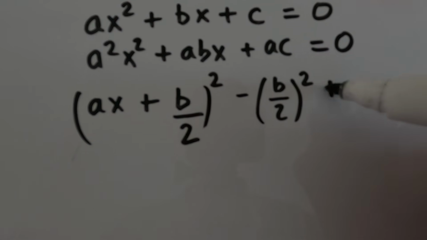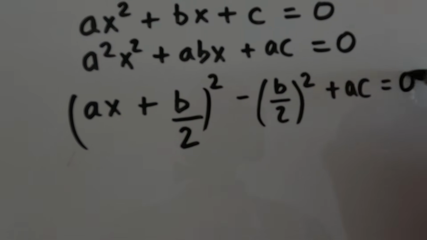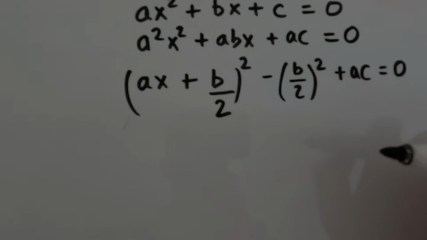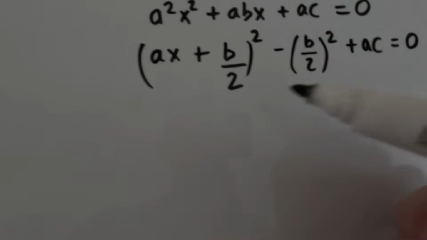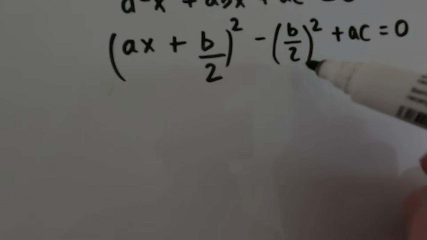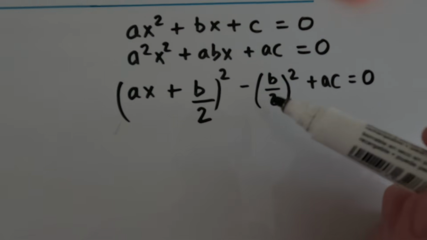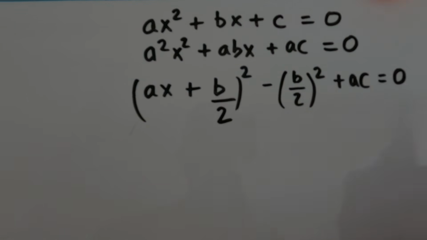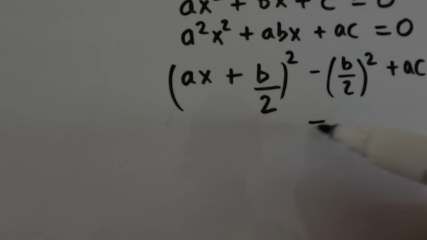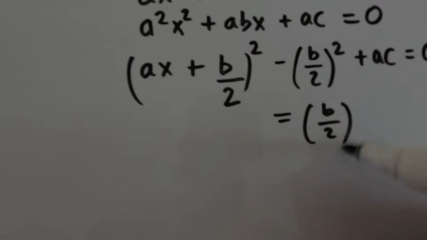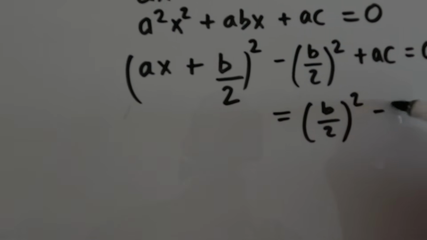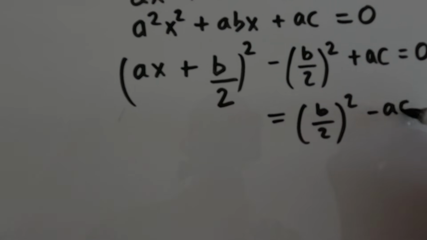And then obviously we still have our AC at the top. Okay, so I'm not going to touch this for now. Let's just tidy this up. In fact, what we'll do is we'll move the minus b over 2 squared plus AC to the right. Okay, so that then becomes plus b over 2 squared and minus AC.